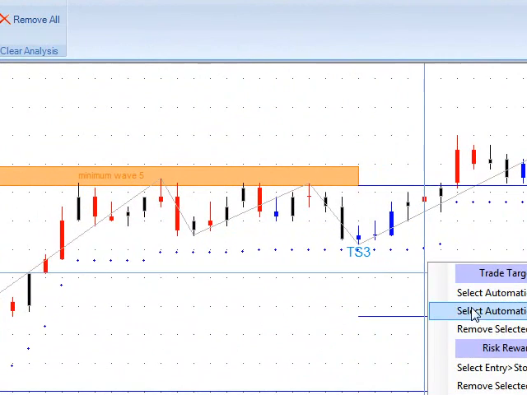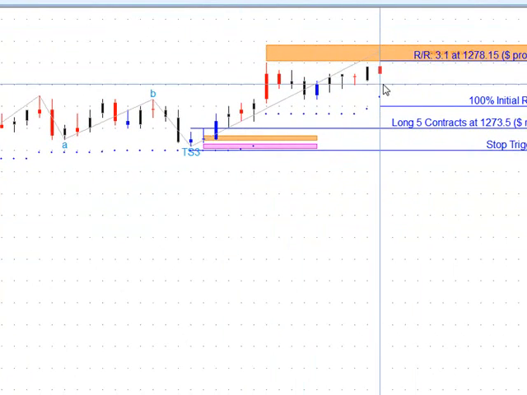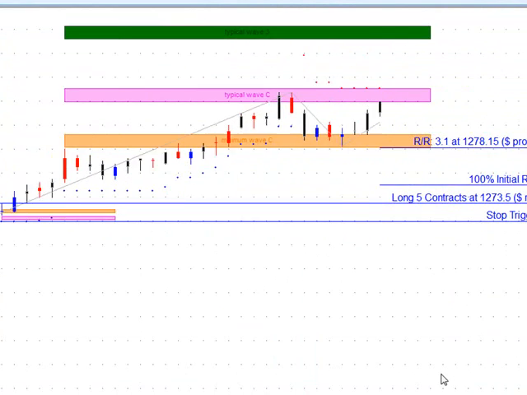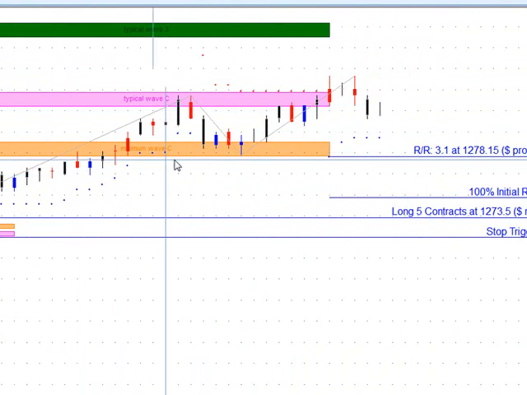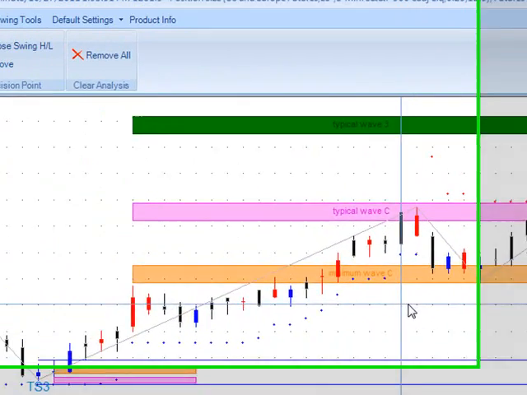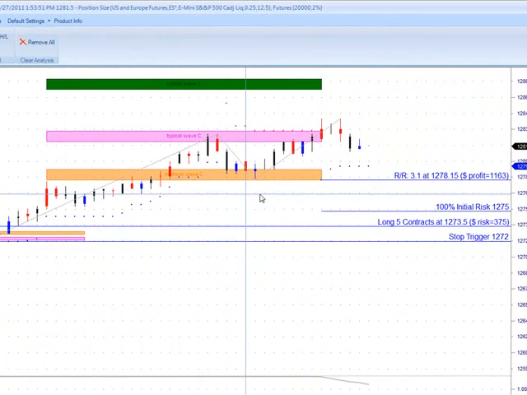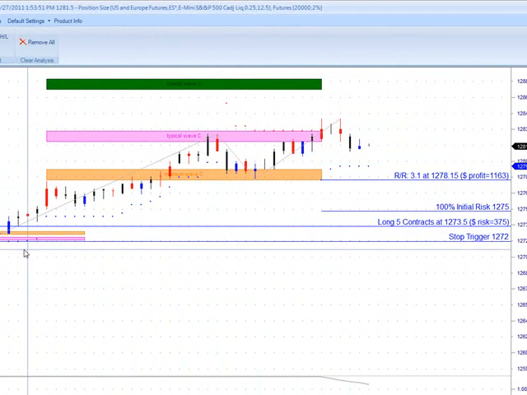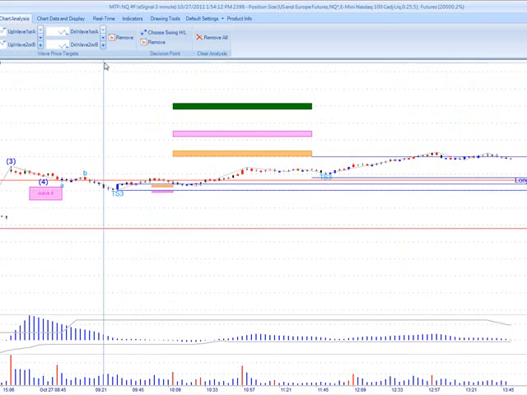Then we got a new setup, a long TS3 again with the trend. These are all standard trade setups for another 3 to 1. This is where the market is currently, for another 3R for another $1,100. So you're looking at about $1,800 on those trades today in the ES. Not bad at all. And finally, just take a peek at the NQ.